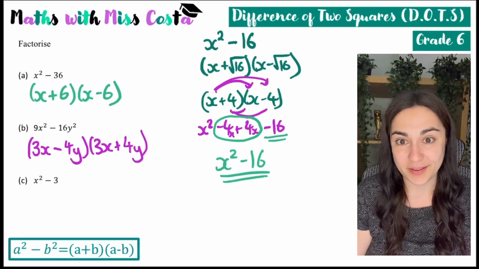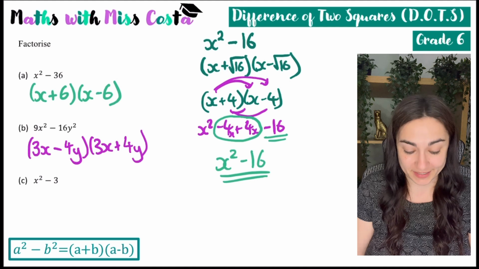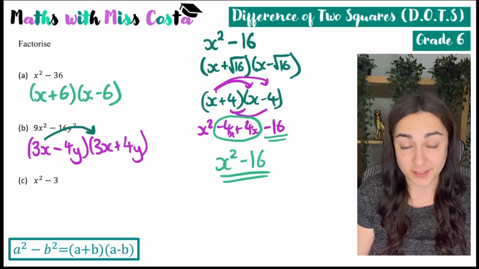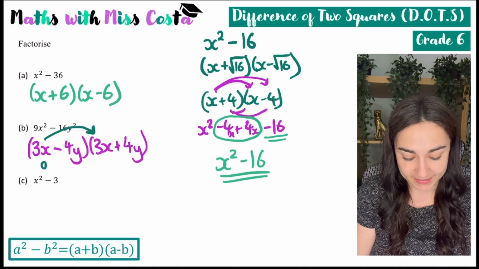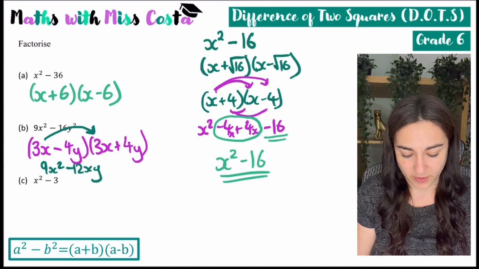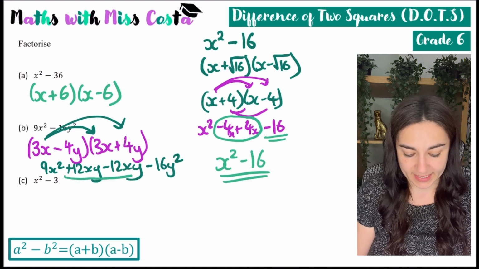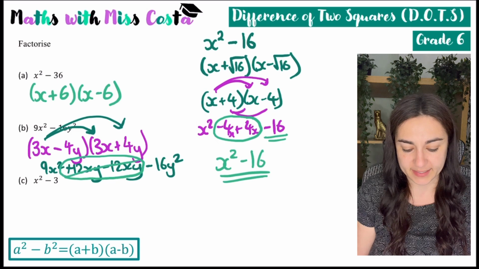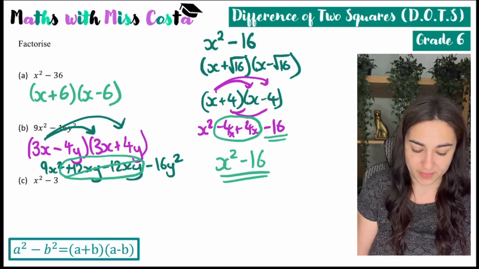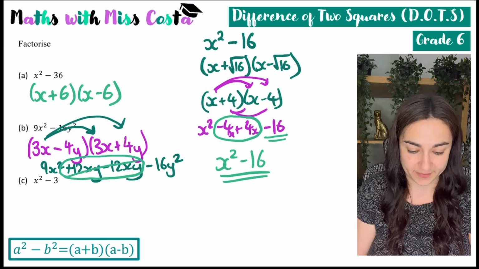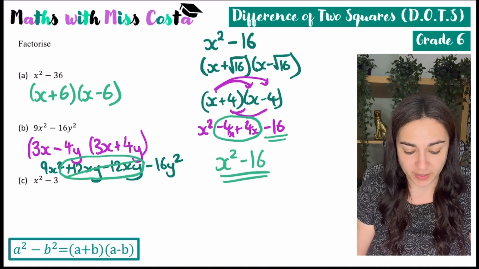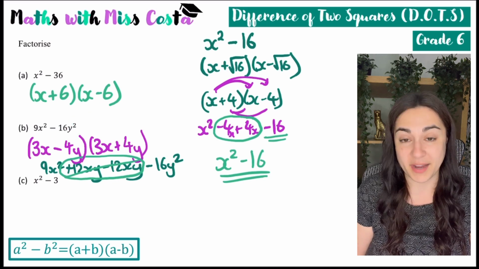And so if you're ever not sure if you've done it right, just double check by expanding the brackets, as factorising is the inverse of expanding brackets. So that would give me 9x squared, well, in this case, it would be plus first, and then minus 12xy, and then minus 16y squared. So we see that the two middle terms collect, they cancel each other out, and I'm just left with 9x squared minus 16y squared. Okay, so the key is you're just looking for a square number minus another square number.